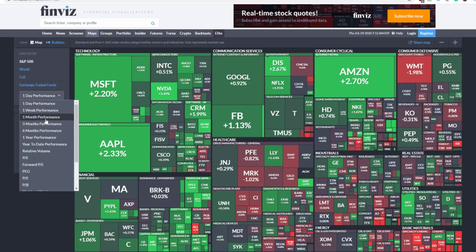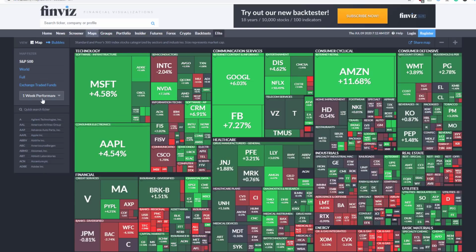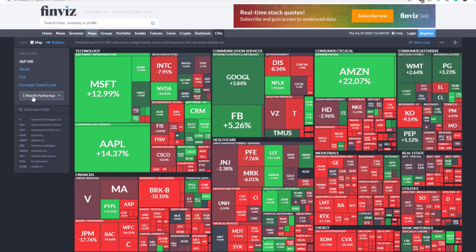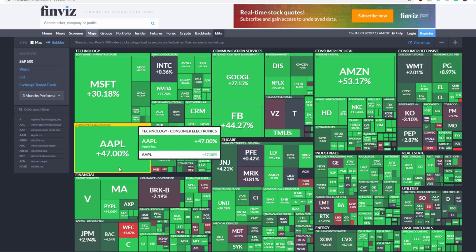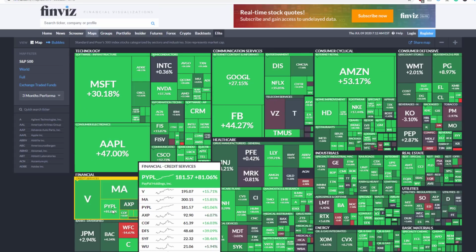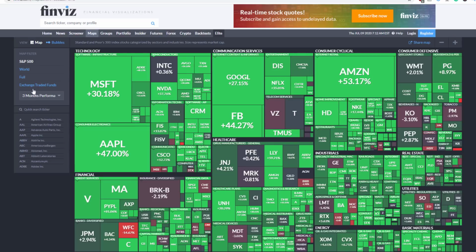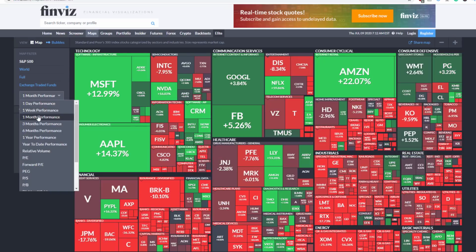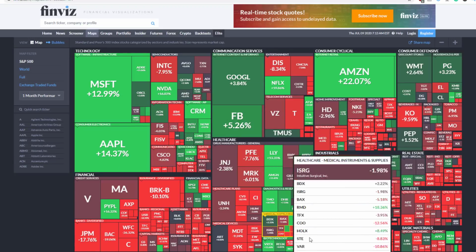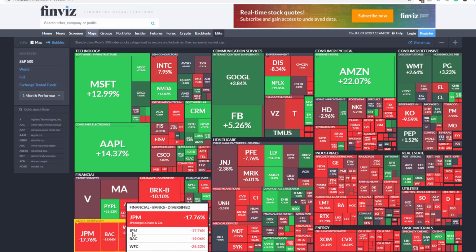But what I like to do here is I like to quickly look at 1 week, and then I look at 1 month, and I get a bit of a picture here by looking over time at what's performing well. So 3 months, a lot of things are performing well. Look at PayPal. Wow, that's an amazing return there, 81%. But if we go to 1 month, look at what's been happening recently. Well, a lot of the stock market isn't actually performing that well. There's a lot of reds here.